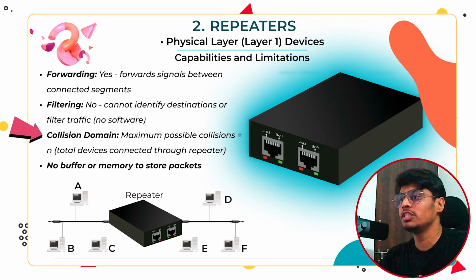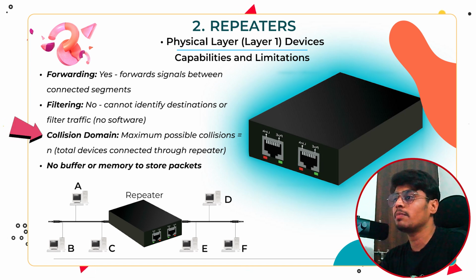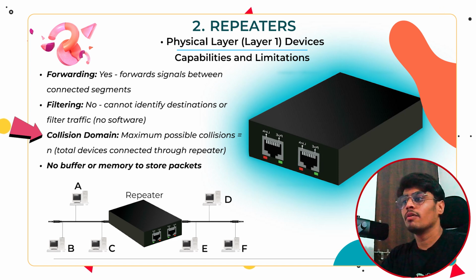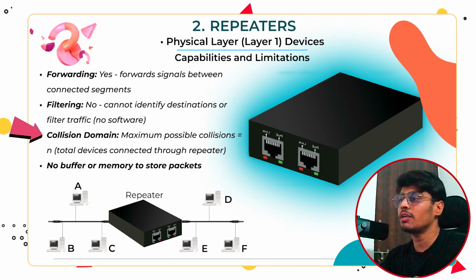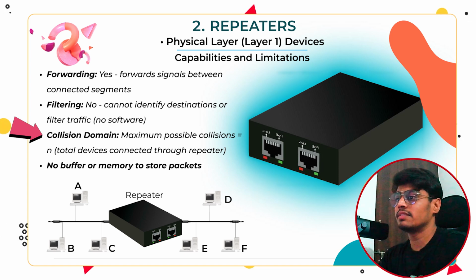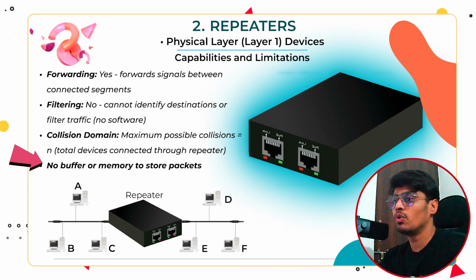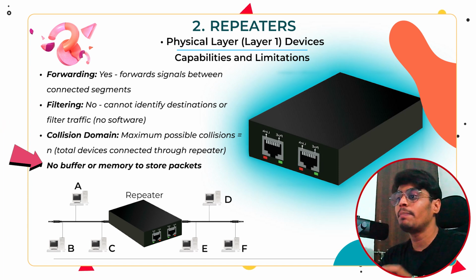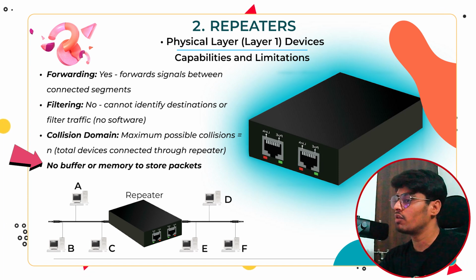If we talk about the collision domain of a repeater, what is the maximum number of collisions possible? N. What is n here? The number of devices connected on both sides, where the collision will be less, where there is a buffer inside. Okay, what will a buffer do? Keep the packet and forward it, the store and forward method.